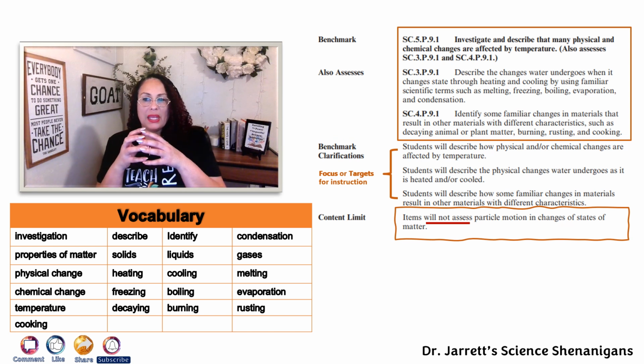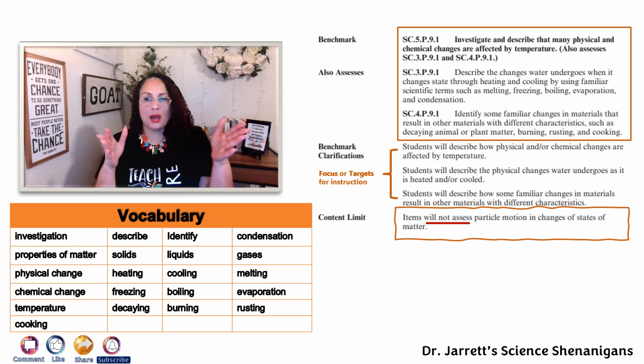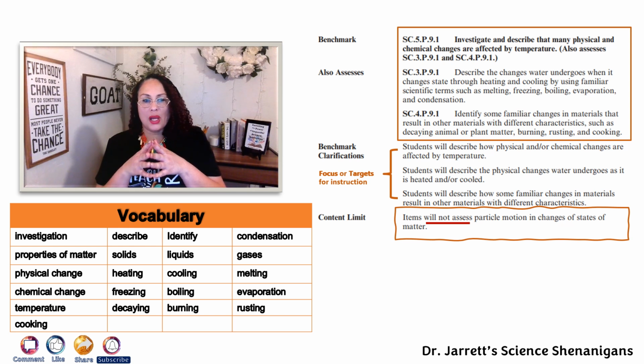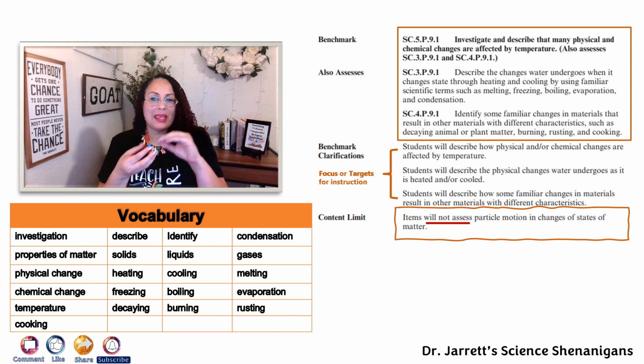So these three can be grouped together and could be taught over a couple of days. I would definitely group my 5P9.1 and 4P9.1 together, and talk about physical and chemical changes, and then the changes that decaying animals, plant matter, burning, rusting, and cooking, all of those would be my chemical changes.